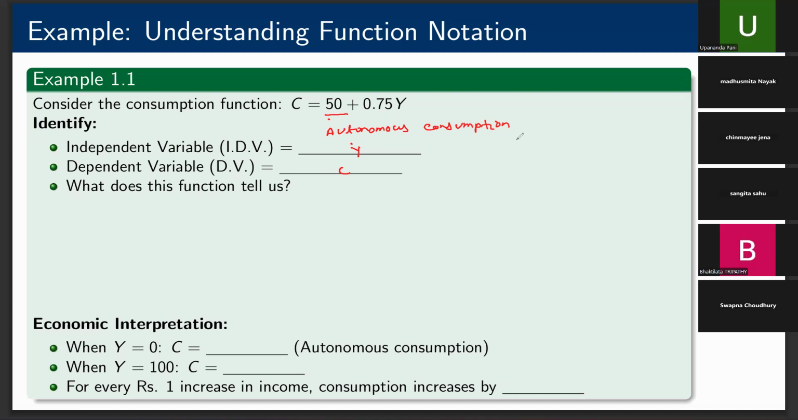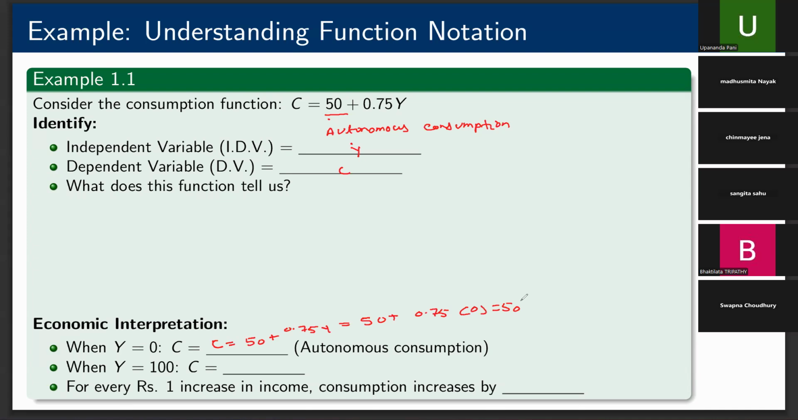So mathematically, how will I calculate it? Put y equal to 0, what value will we get for C? C is equal to 50 plus 0.75 into y. So with y equal to 0, the consumption will be 50 plus 0.75 into 0, equal to 50. So it is clear that if my income is 0, my consumption is 50. Hence my autonomous consumption is 50.